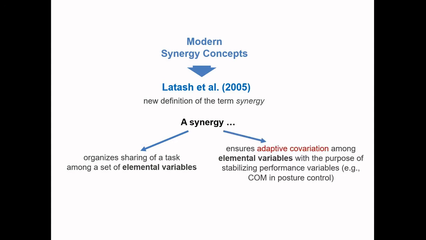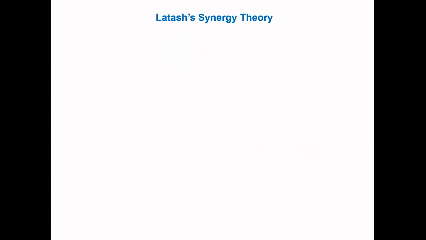For Latash, a synergy is something that ensures adaptive covariation among elemental variables, with the purpose of stabilizing a certain performance variable. An example of a performance variable would be the ability to keep the center of mass within the base of support. Let's unpack the key concepts in Latash's theory.